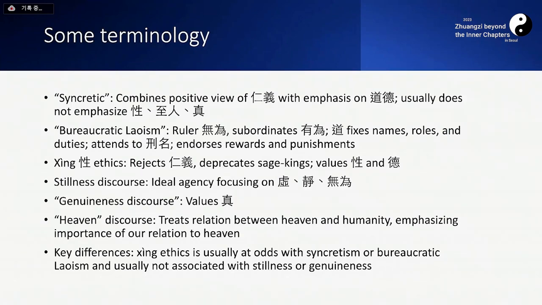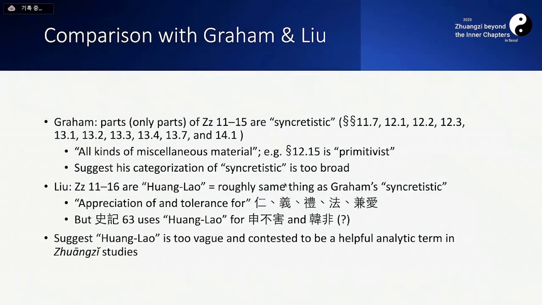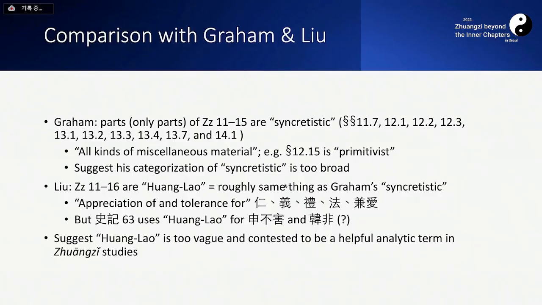Okay, so with that terminology in mind, let me briefly look at how it compares with the classifications that Graham and Beale introduced. So Graham, of course, dubbed parts of Piān 11 to 15 syncretistic, but he was very careful in the way that he used that label. He noted that the label applies to only certain portions of the material. And he said that these Piān actually contain all kinds of miscellaneous material. So he noted, for example, that section 12.15 is primitivist in his terminology.